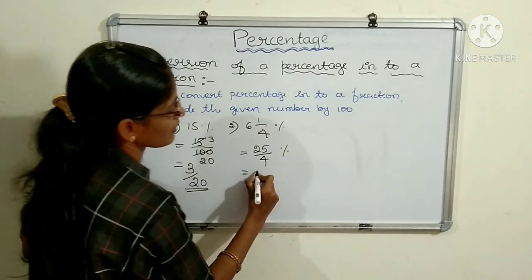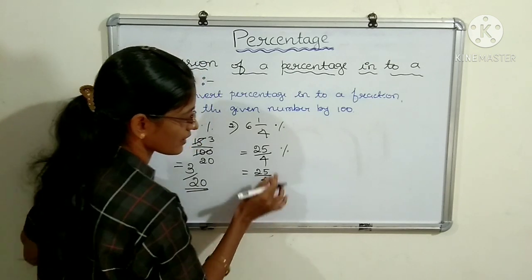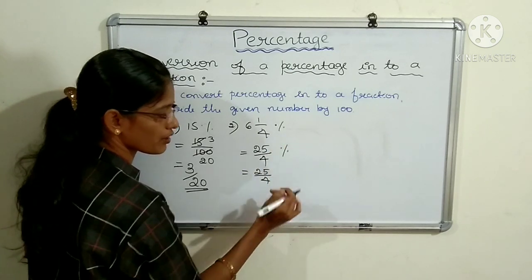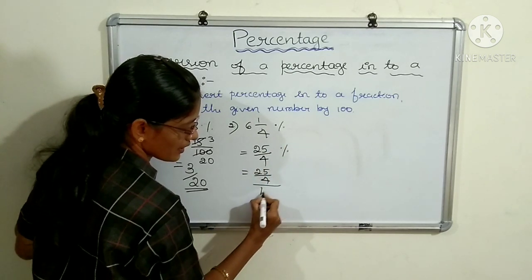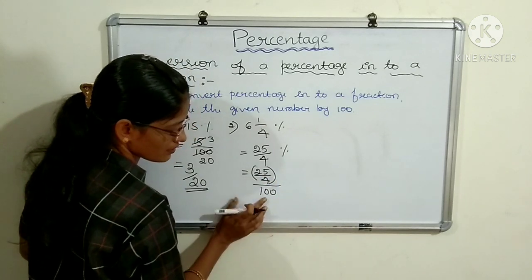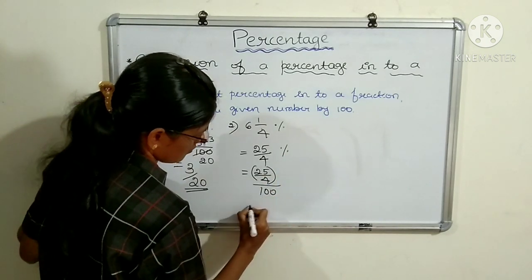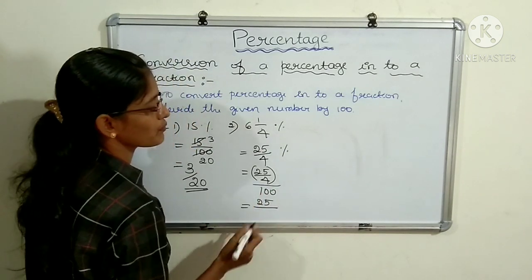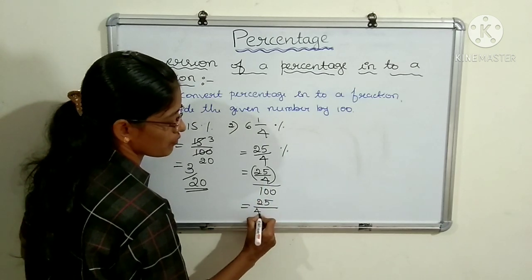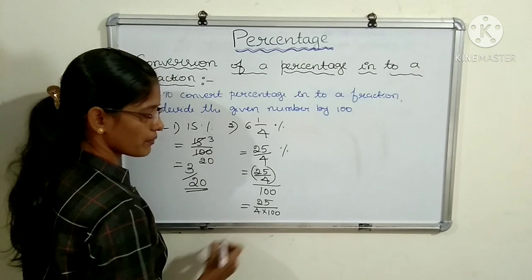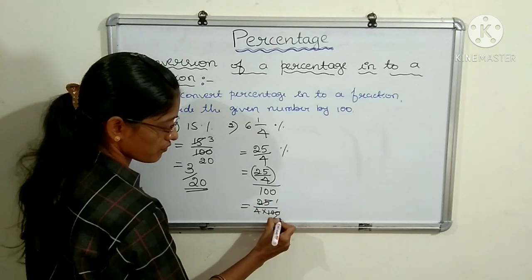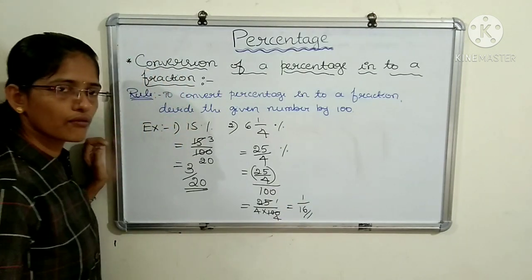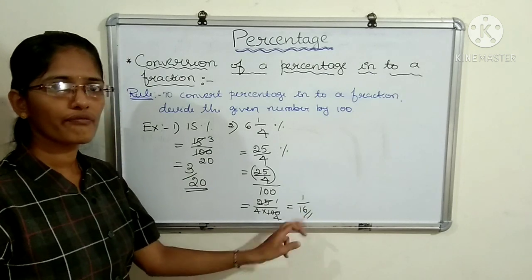Now 25 by 4 is the given number. The percentage symbol you have to remove now. To remove the percentage symbol, what must we do? Number divided by 100. This is the numerator, this is the denominator. So 25 divided by 4 goes to the numerator place and 4 into 100 in the denominator. Now simplify. 25 ones are 25, 25 fours are 100. So the answer is 1 by 16. 1 by 16 is the simplest form of the fraction.